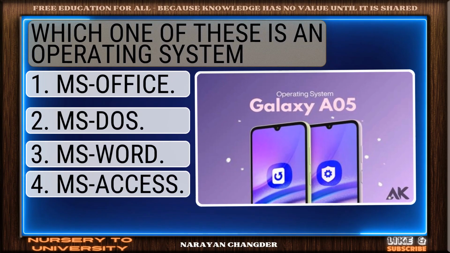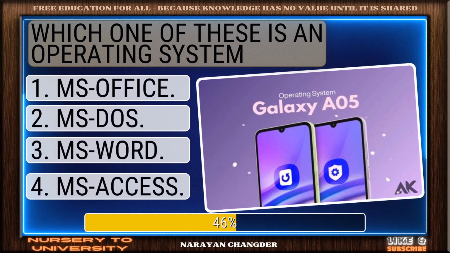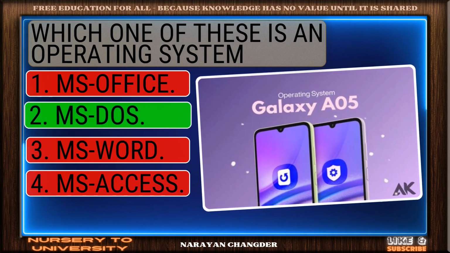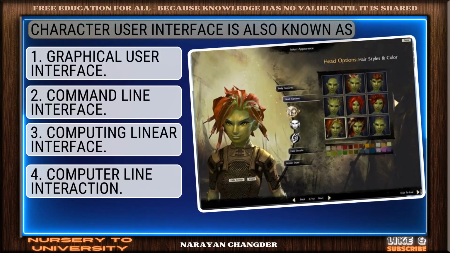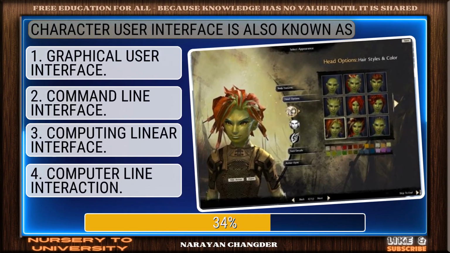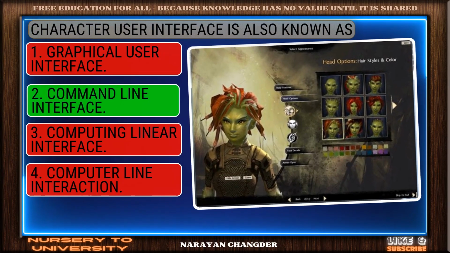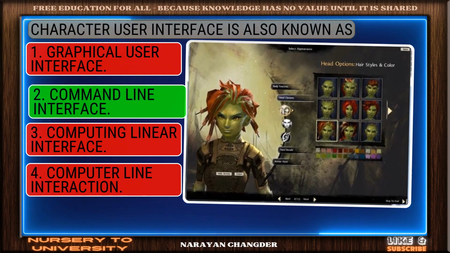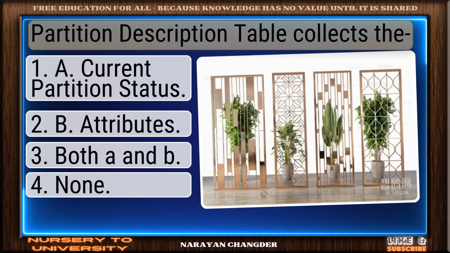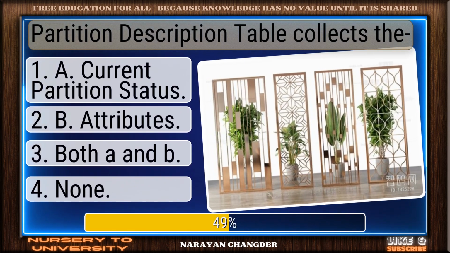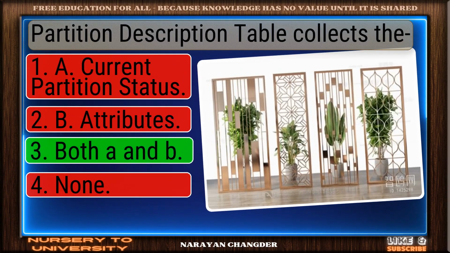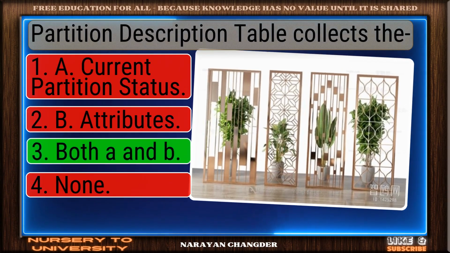Which one of these is an operating system? Well reasoned. MS-DOS is the correct choice. Character user interface is also known as. Well picked. Command line interface is the correct answer. Partition description table collects the. Right choice. Both A and B is the best answer.